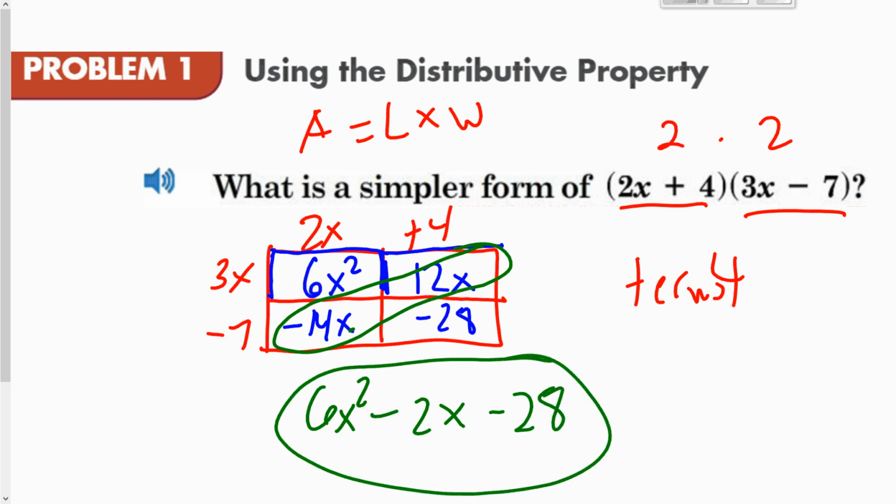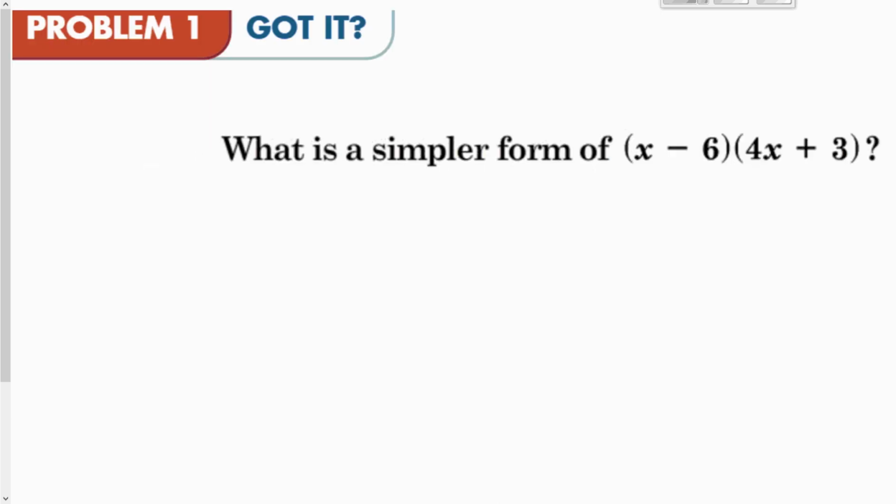Because I'm distributing, I'm taking 2x and multiplying by 3x, 2x by negative 7. And then I take 4 times 3x, and then 4 times negative 7. Okay, go ahead and pause the video and try this one on your own.